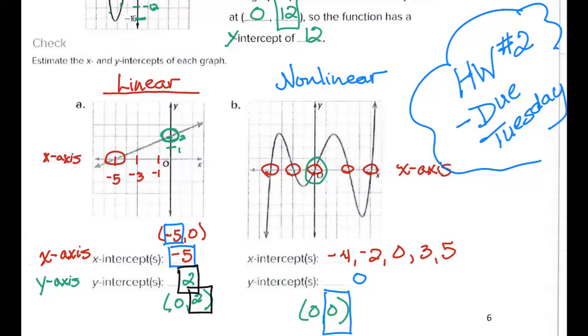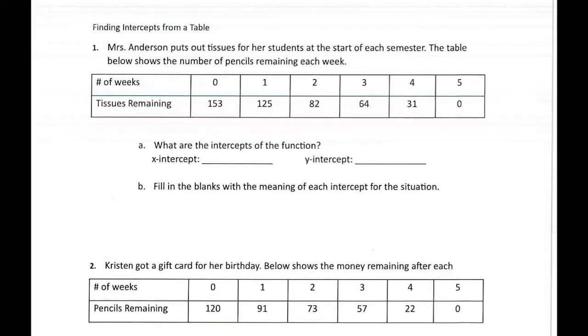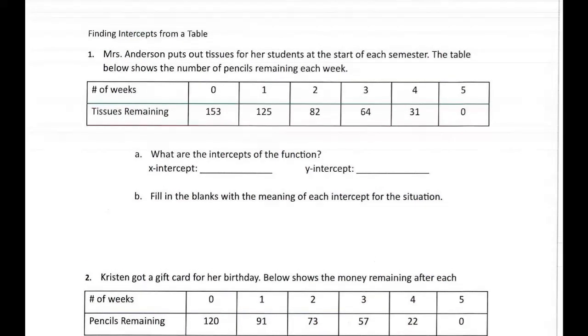In this case, it is 0. This is a bad example. But here also, my x-coordinate is 0. It didn't go to the right or the left anywhere. So as we look at these tables, we are trying to see, where do I find any x or y intercepts?